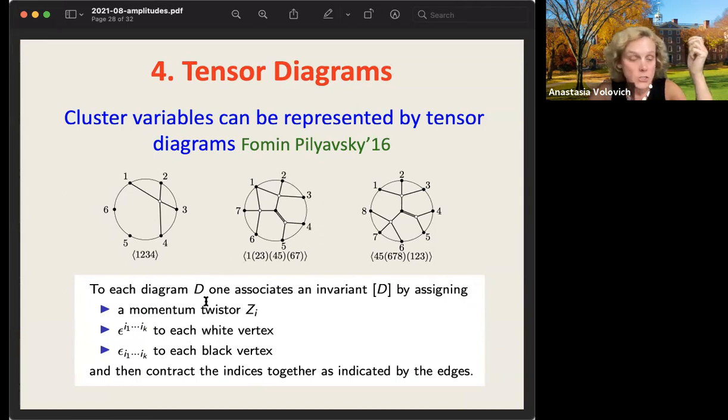So first, to each external vertex, you associate the momentum twister. For this one it would be Z1, Z2, Z3, Z4. Then you have an epsilon tensor for each white vertex, and another one for each black vertex, and then you contract indices as indicated by the edges. So for example, for this diagram the corresponding invariant would be something like this, ⟨1 2 3 4⟩. For this diagram, the corresponding invariant would be something like this. And for this one, etc., there would be something like this. Okay, so these are the tensor diagrams.